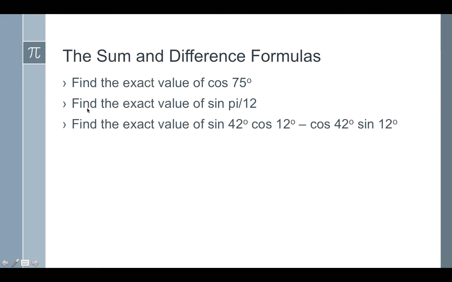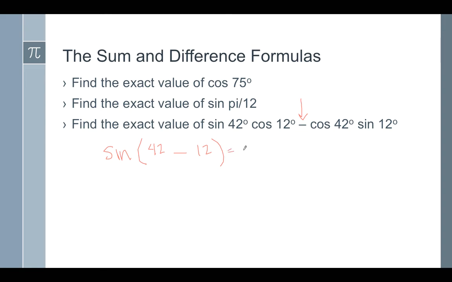What else do I have on this one? What if I wanted to go the other direction? I have the sine of 42 times the cosine of 12 minus the cosine of 42 times the sine of 12. And that looks a lot like my sum identity, or my difference identity for sine. Because I have a sine cosine and a cosine sine, that means it's going to be the sine of, because it's a minus, a difference, and it's just a difference of 42 and 12.